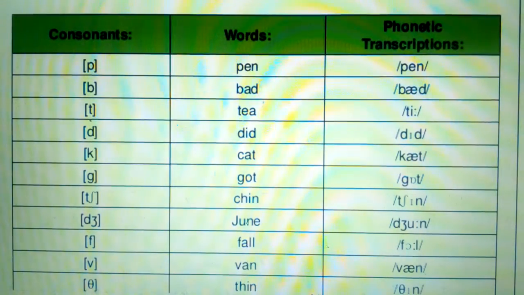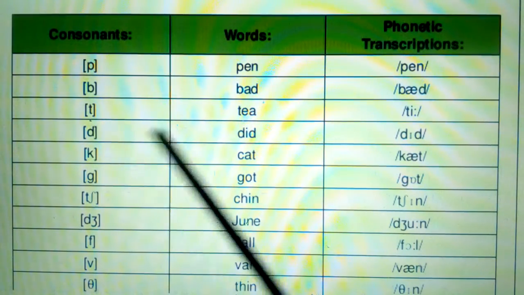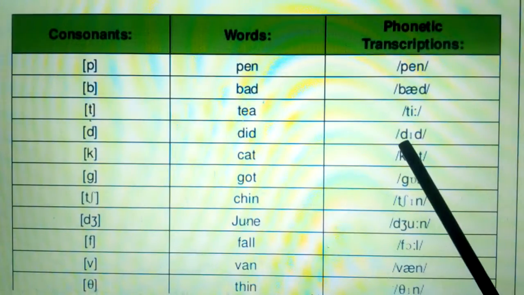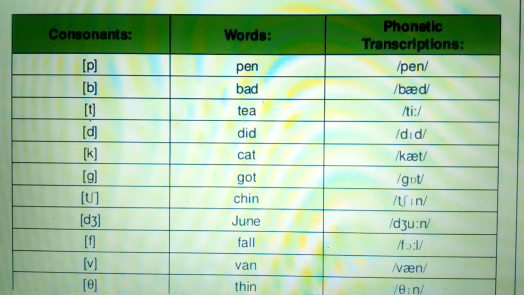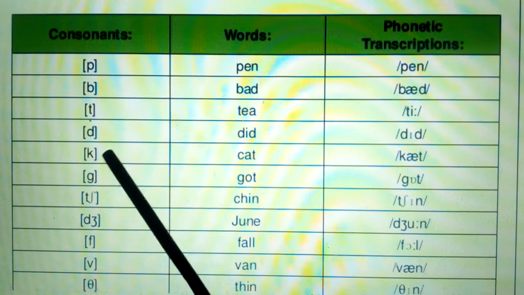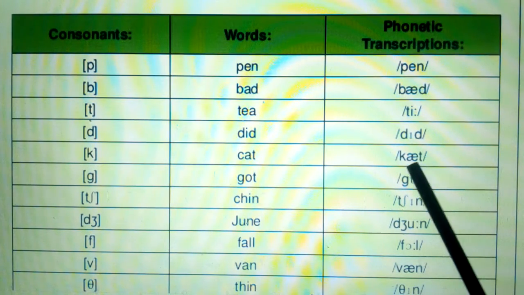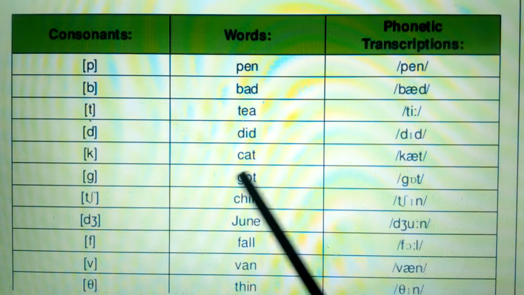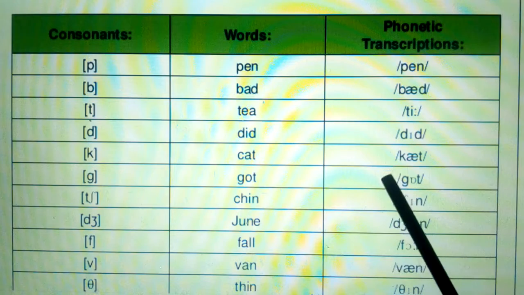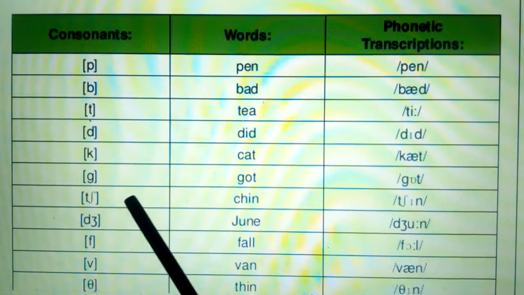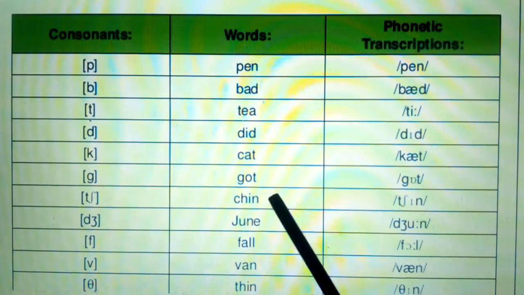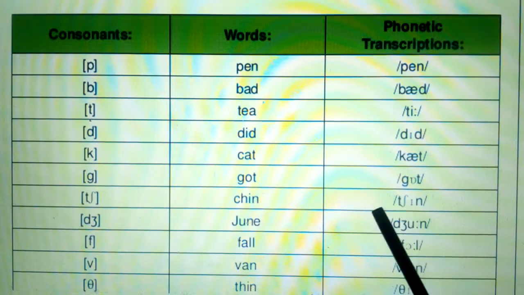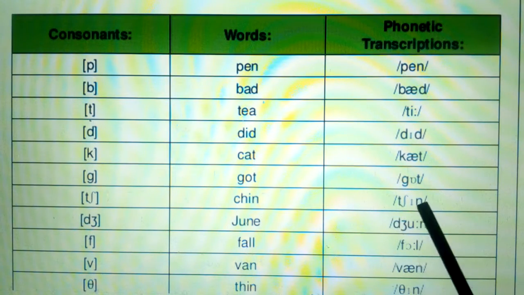accurate way. The next one is da, like in did. You have to transcribe it in this way. Next one is ka, like in cat, and its transcription is this. Next is ga, like in goat, and you have to transcribe it in this way. Next is the cha sound, like in chin, and its transcription is in this way.